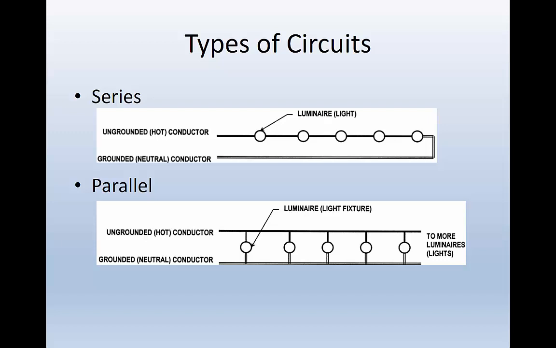The second one is parallel. In parallel, we bridge across the hot and the neutral so that as we go down the line, none of the lights are in series anymore. Therefore, if the first light goes out, the other lights are not affected. Now I will tell you, while this seems great, there is a difference in how power is utilized in series versus parallel.